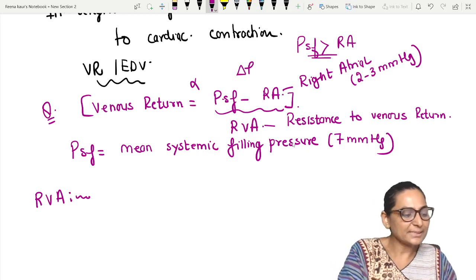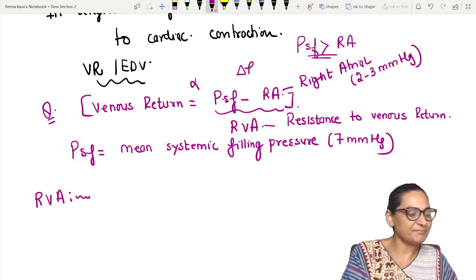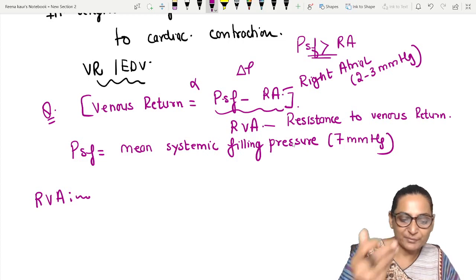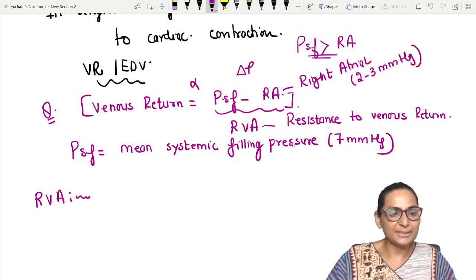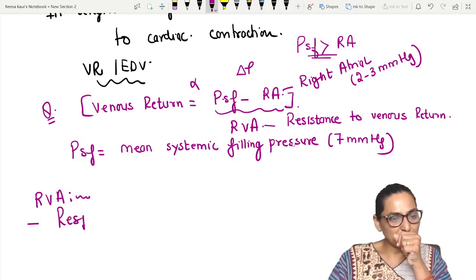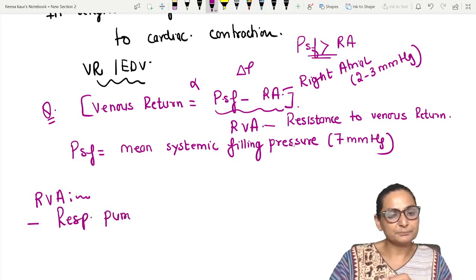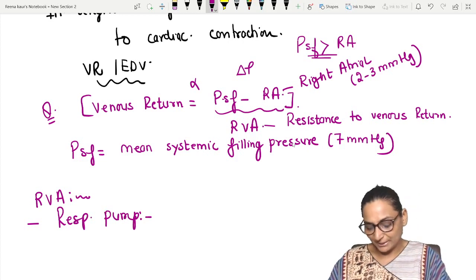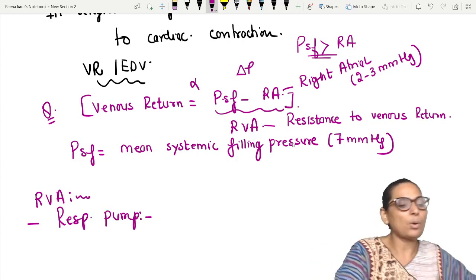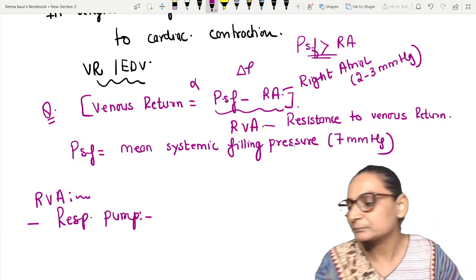Now let us see the different factors by which you are going to affect your venous return. जैसे हमने रेस्पिरेटरी पंप लिया, एब्डोमिनल पंप लिया, वो सब. Now, what is respiratory pump? Okay, what is respiratory pump? जैसे muscle pump, respiratory pump. So we will see all this one by one.